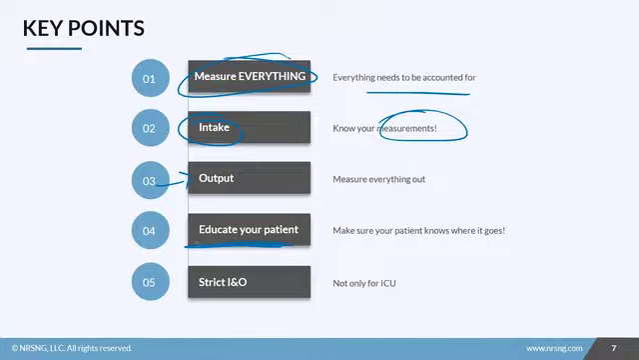Lastly, on your I's and O's, make sure that you're following protocol. So if you have a strict I&O policy, make sure you're following that. Strict I's and O's, that's not only for your ICU patients. So if you have a strict I&O, expect maybe a fluid restriction. Just pay attention when you see these kind of things, because it means you are responsible for everything in and out of that patient.